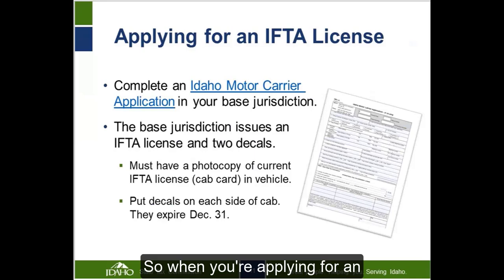So when you're applying for an IFTA license, you complete the Idaho Motor Carrier application, and you can find that on our website. The base jurisdiction will issue you a license and 2 decals. The decals are affixed to the side of the vehicle, and the license or cab card needs to be copied and put in the vehicle, and these expire each year on December 31st.